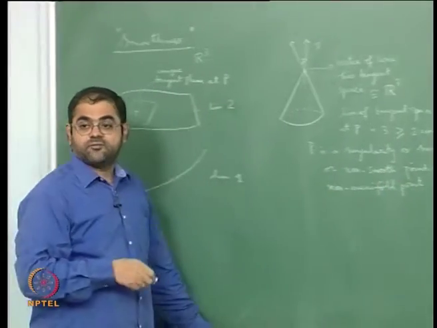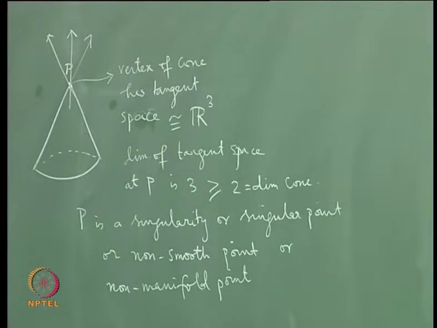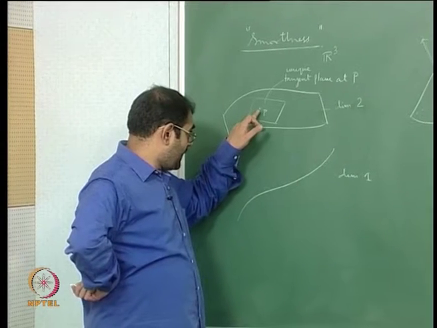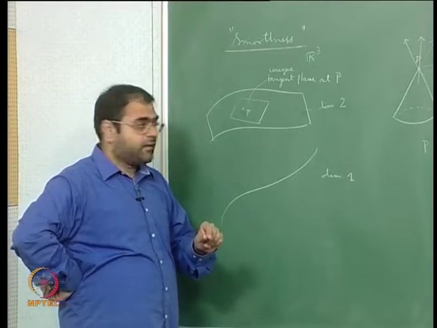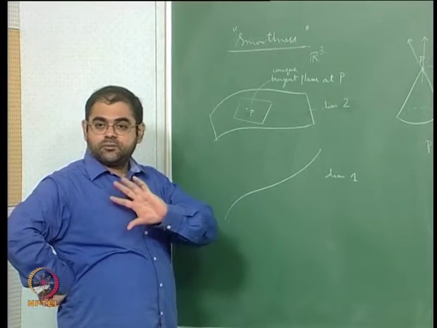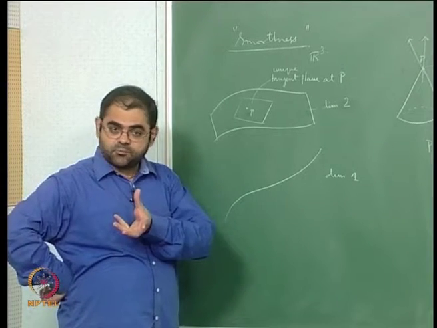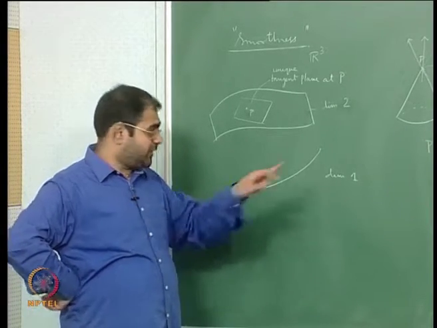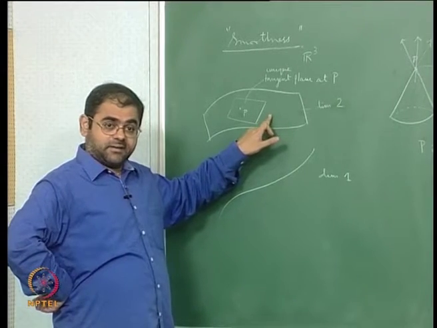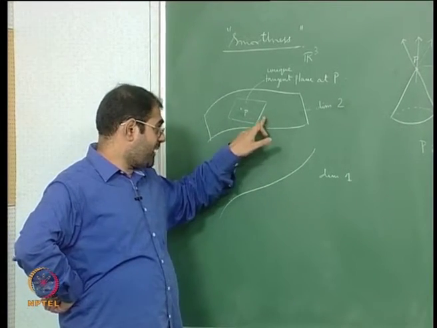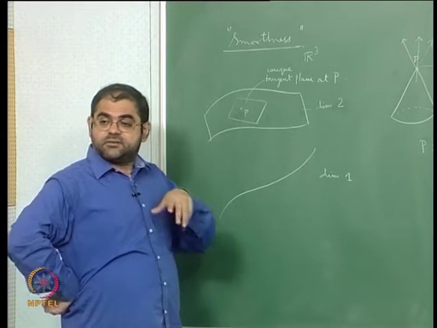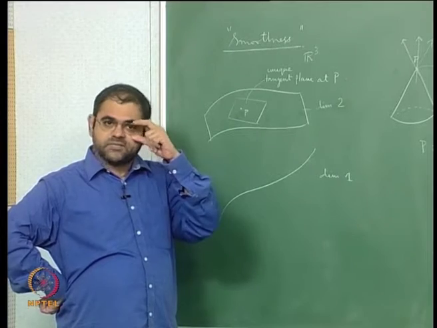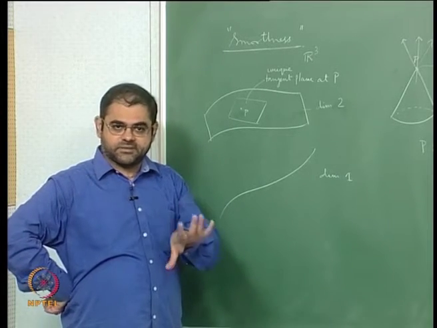It's also called a non-manifold point. So the idea is that at any point, if you want to check whether it is a smooth point or not, you try to measure the dimension of the tangent space at that point. If the dimension of the tangent space is equal to the dimension of the object, the space on which you are considering the point, then the point is a smooth point. Otherwise the dimension could very well be more. If it is more, then the point is not a smooth point, it's a singular point.